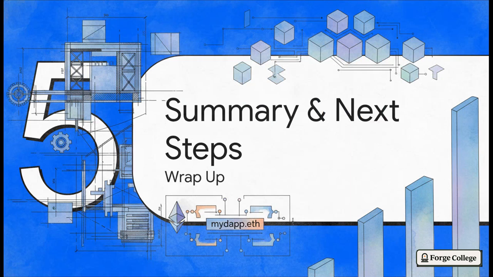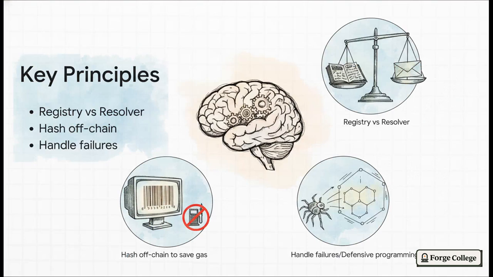Section 5. Summary and next steps. Let's wrap up our blueprints and distill what we've mapped out today. There are 3 key takeaways here. 1. The registry asserts ownership, while resolvers provide the actual records. 2. Always use off-chain namehash computations to generate those bytes32 identifiers. And 3. Always design for fallback and failure modes.